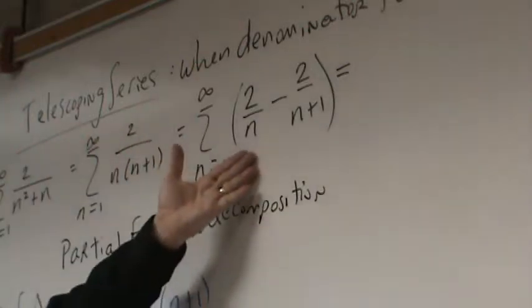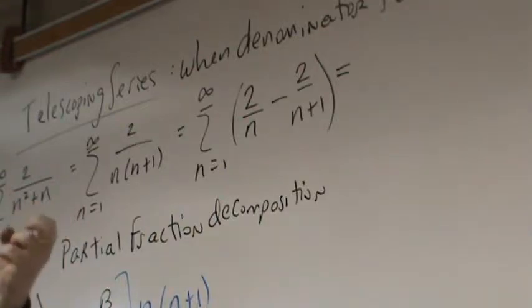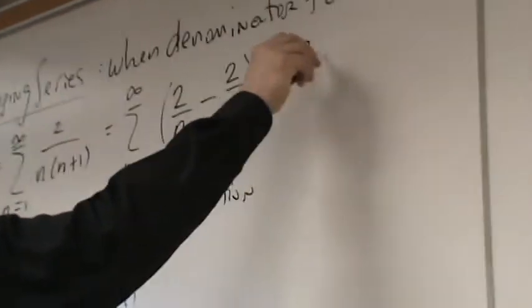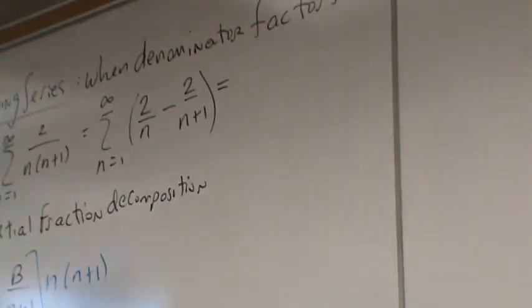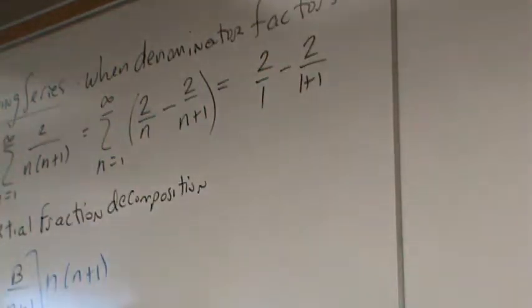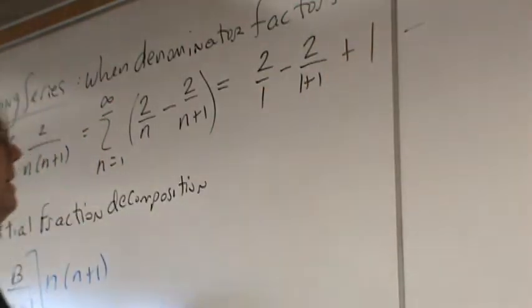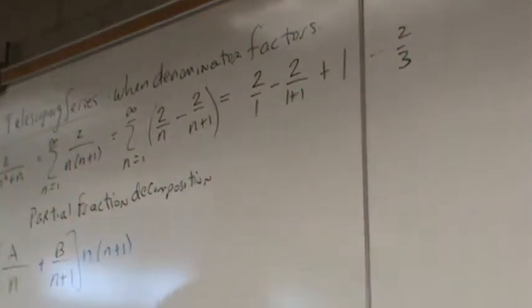So now I'm going to stick in n equal 1, n equal 2, n equal 3, etc. But I'm not going to combine the fractions. I'm just going to stick it in. So when I stick in 1, maybe I'll write it out so it's more clear to you. I get 2 over 1 minus 2 over 1 plus 1, which is 2 over 2, which is 1. And then plus, now I'm going to stick in a 2 for n, so that gets me 1 minus 2/3. Okay, now I'm going to stick in a 3.